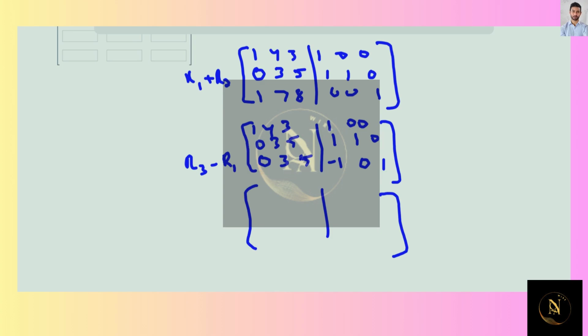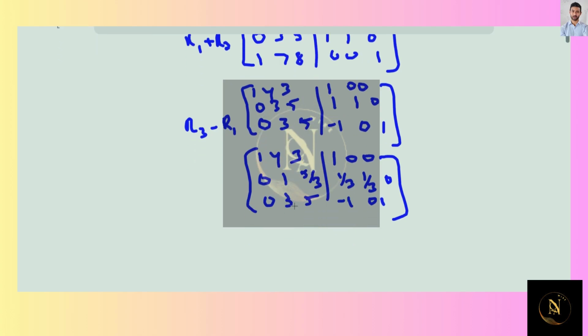I can continue this process if you'd like, because we would just divide this by 3 to get a 1 in row 2. And then to get a 0 in, actually I don't even need to do that.